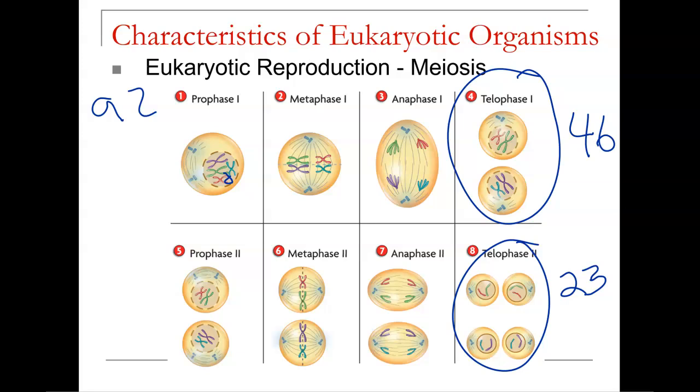Next, we're going to go to metaphase 1. That's where the tetrads are going to align in the center of the cell and attach to the spindle microtubules. Anaphase 1 is where the tetrad chromosomes are going to start to move apart. Here, your sister chromatids are going to remain attached.